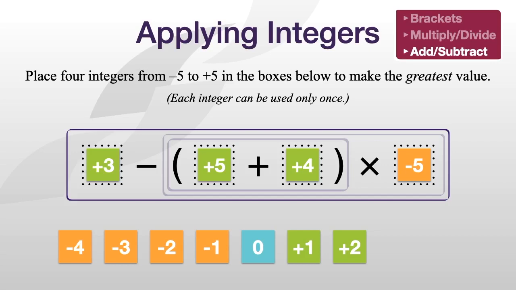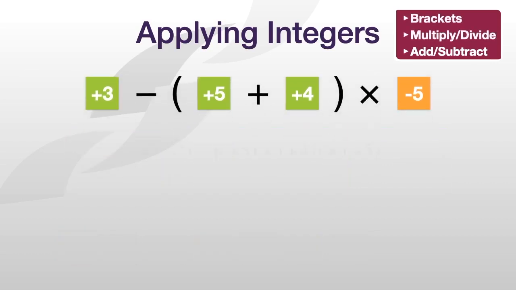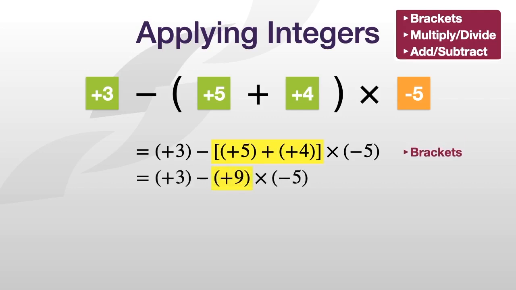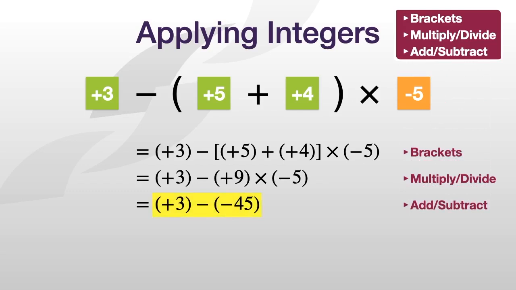What is the value of this expression? First, we look for brackets. Positive 5 plus positive 4 is positive 9. Second, we look for multiplication or division. Positive 9 times negative 5 is negative 45. Third, we look for addition or subtraction. Subtracting negative 45 is equivalent to adding its opposite, positive 45. 3 plus 45 is 48.